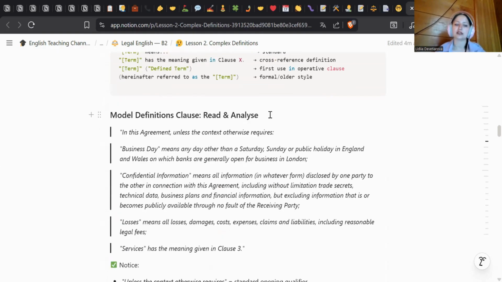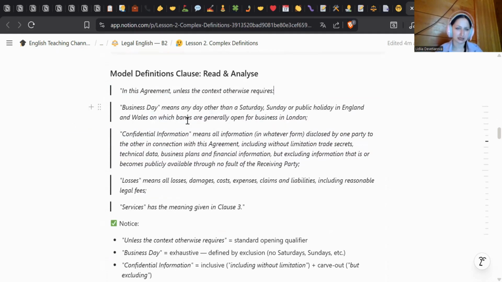Model definitions clause. Let's read and analyze. In this agreement, unless the context otherwise requires, business day means any day other than a Saturday, Sunday, or public holiday in England and Wales, on which banks are generally open for business in London.